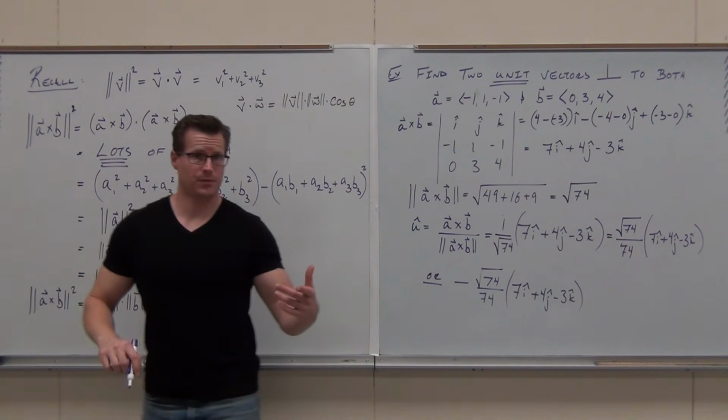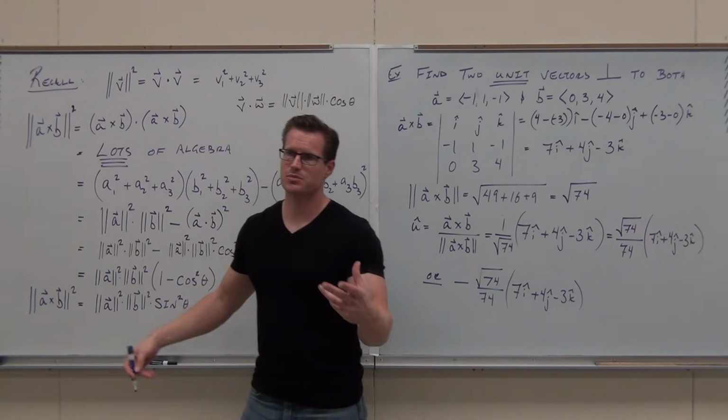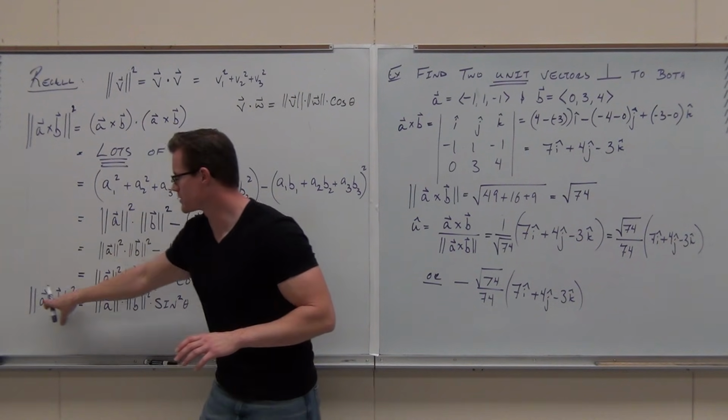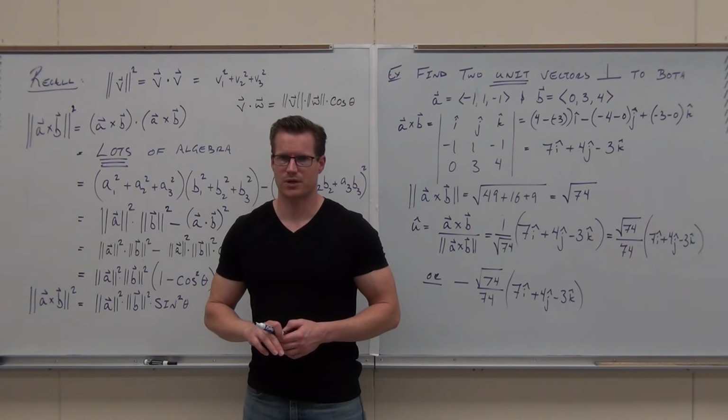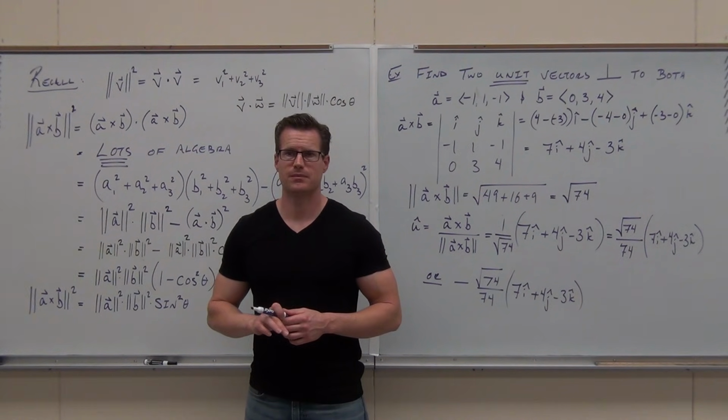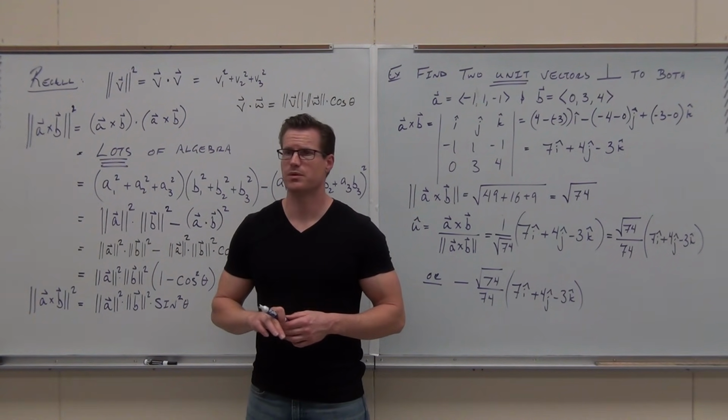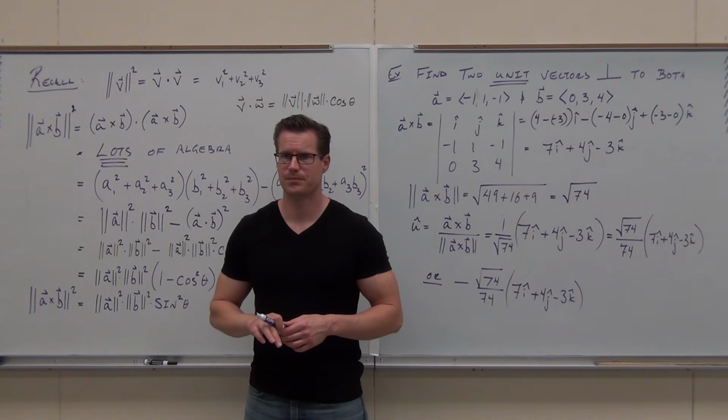What we started with was the magnitude of the cross product squared. That's what this whole thing is equal to. Are you getting what I'm talking about? Everybody in class right now, how do you get rid of a square? Can you square root both sides? Yes. Absolutely. You can.